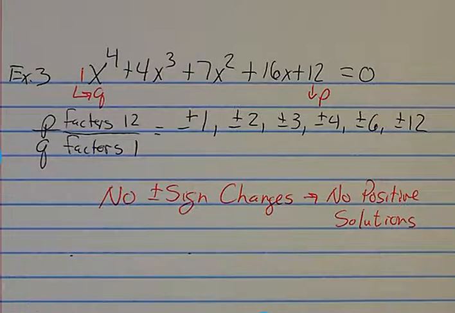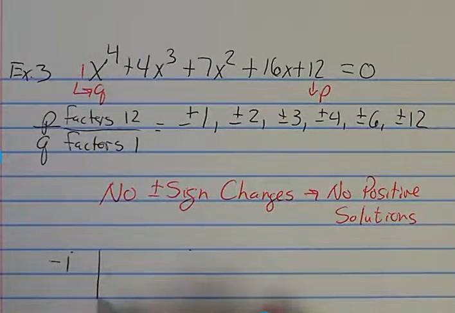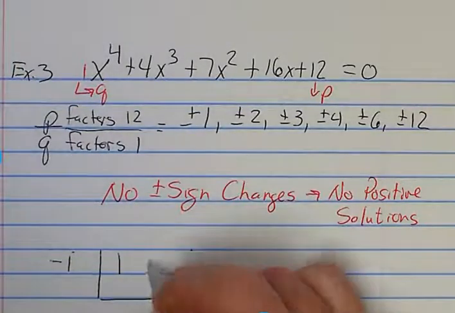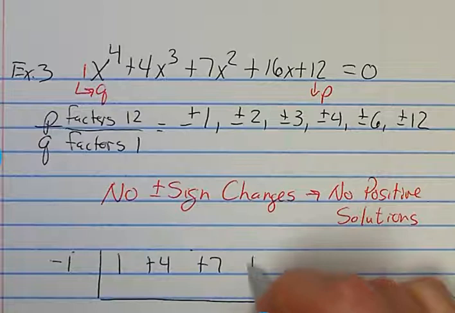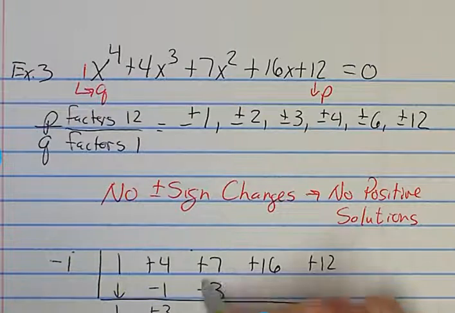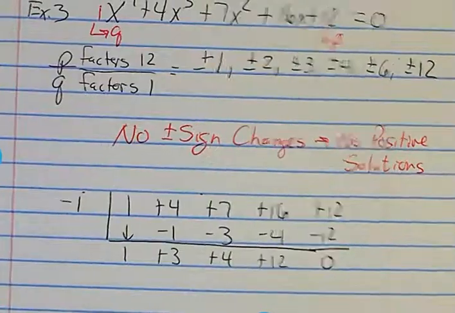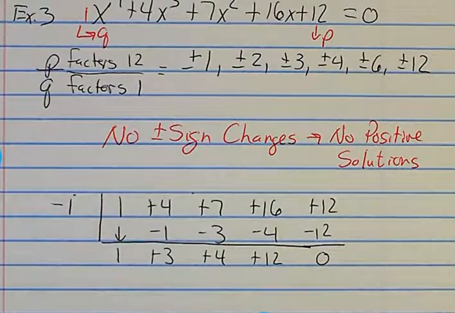Okay, so we're going to pause right here. Y'all start checking. Okay, so the first answer we found that worked was -1. So that's 1, 4, 7, 16, 12. Bringing the 1 down, we've got -1 times 1 for -1. 4 minus 1 is 3. That's a -3. 7 minus 3 is 4. -1 times 4 is -4. -1 times 12 is -12 to get 0. Oh, sorry. Okay, so going through those numbers, we've got the one solution right now. We've got x equals -1.